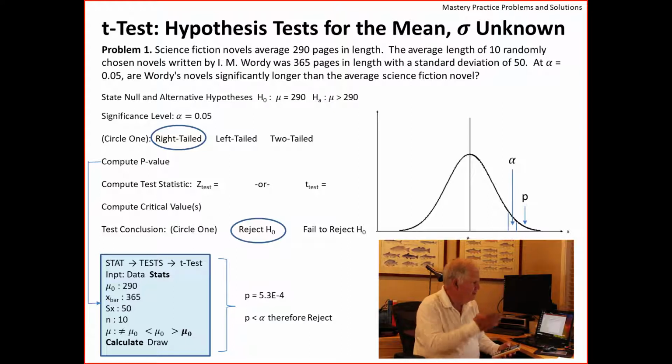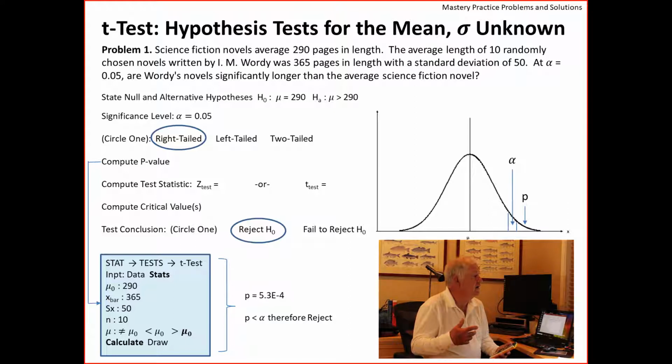And when you do, it's got an input page, and that's what that little blue box in the left-hand corner is. It says, first of all, what's the input? You've seen that before, data or stats. So we don't have data, we've got stats, so let's select that. Then it says, what is mu0? What's the null hypothesis? 290 pages. Then it says, what is x bar? The mean of the sample that you have selected, 365. Tell me about the standard deviation, Sx, 50.